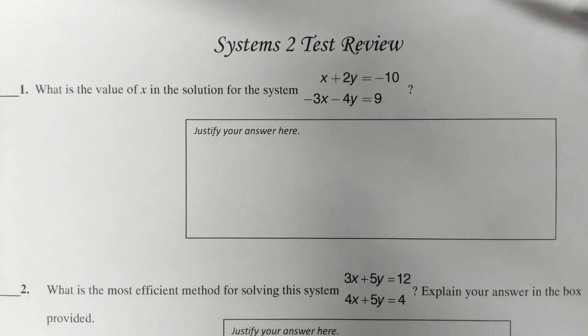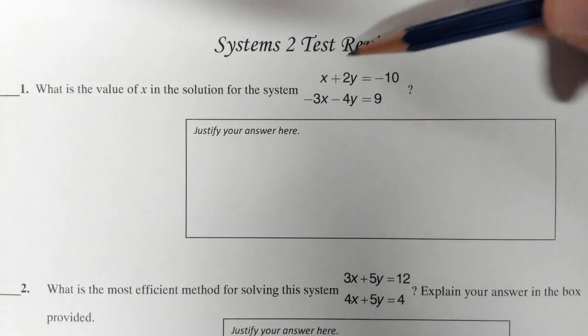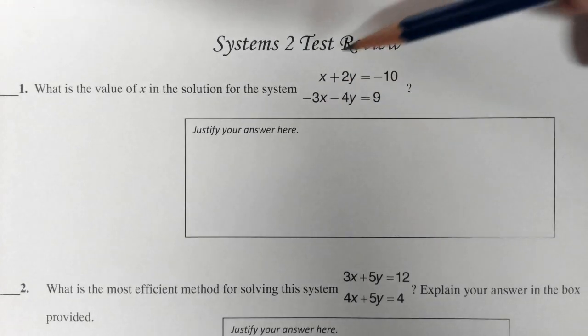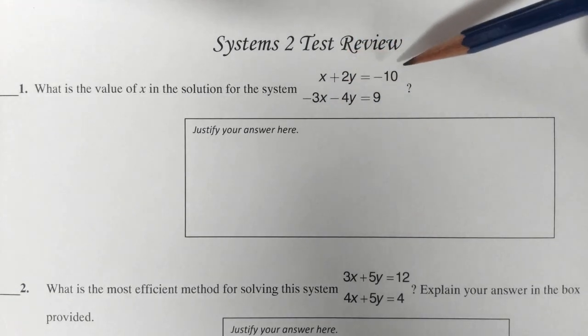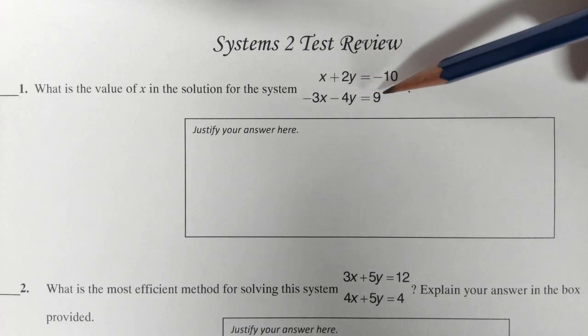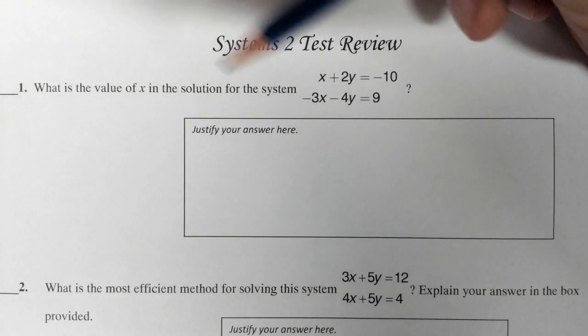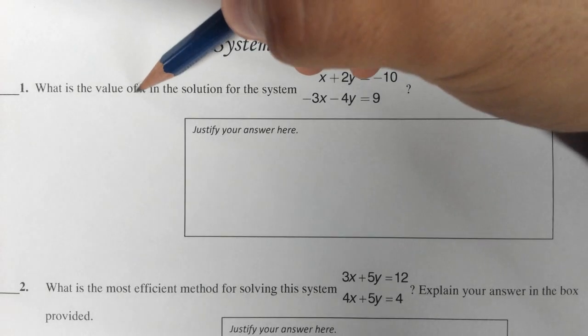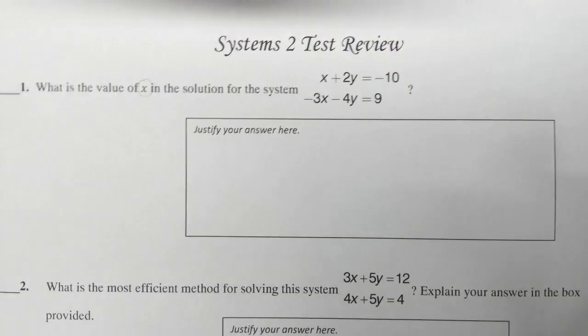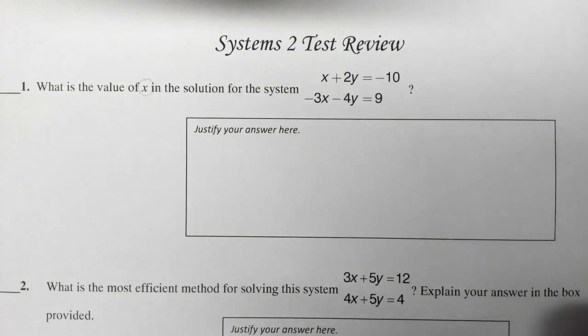For number one, we have, what is the value of x in the solution for the system? And as our system, we have our two equations. We have x plus 2y equals negative 10, and negative 3x minus 4y equals 9. Alright, so a problem like this, they're only asking me for one value. So if we're smart about it and we manipulate our equation carefully, we don't really do very much work.